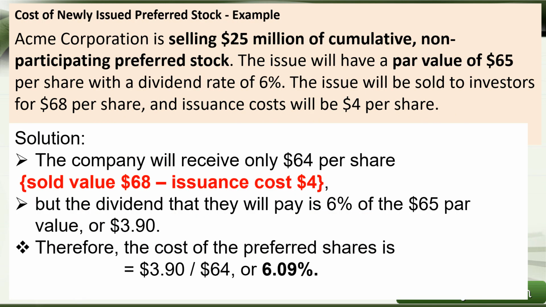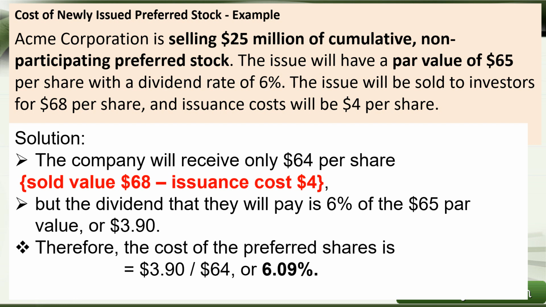Let's see with some examples. ACME Corporation is selling $25 million of cumulative non-participating preferred stock. The issue will have a par value of $65 per share, with a dividend rate of 6%. The issue will be sold to investors for $68 per share, so it will be sold at a premium. And the issuance cost will be $4 per share.